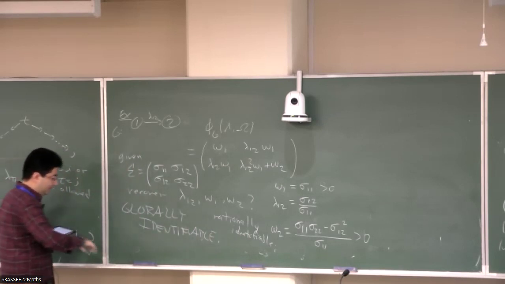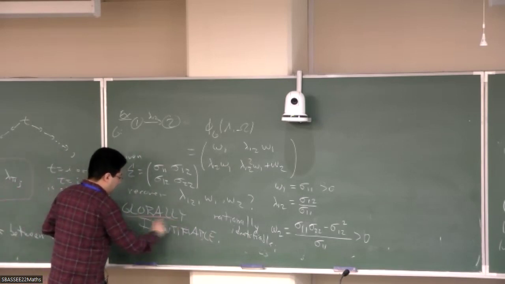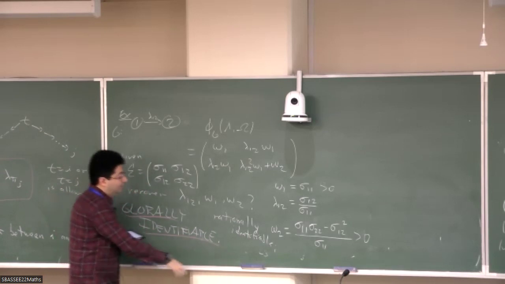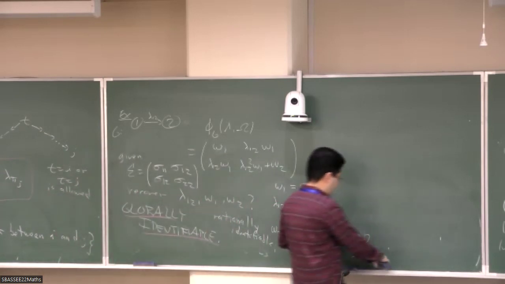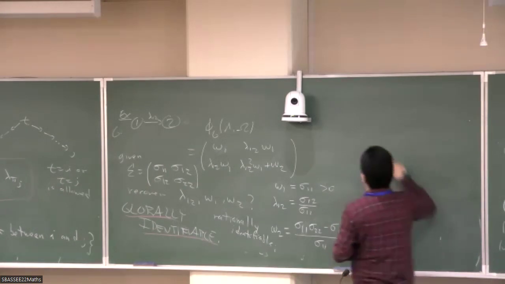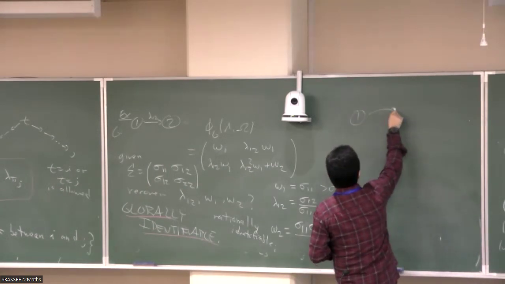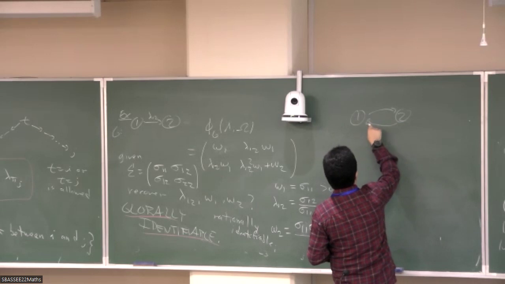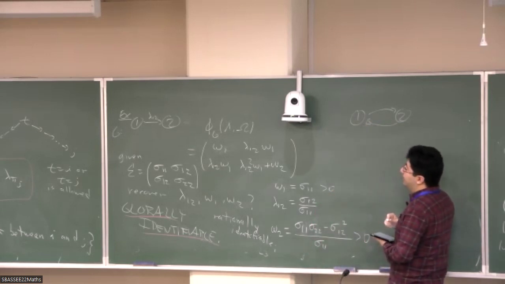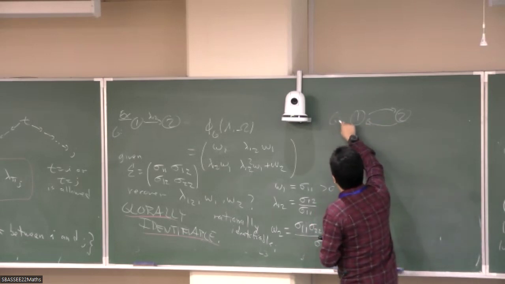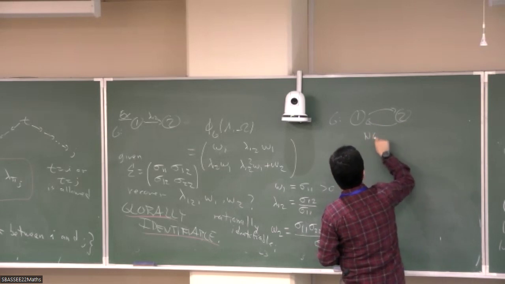Okay, so this was the example, and I'm running out of time, so I'm just going to write one more example here quickly, which is 1 goes to 2, 2 goes to 1. This one, you can check that this will be not identifiable.